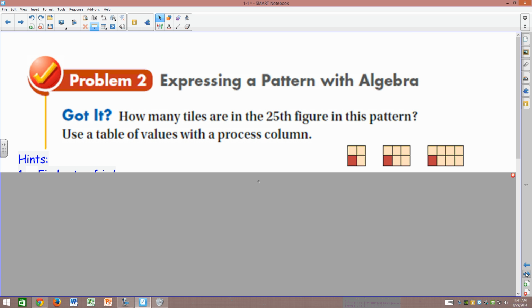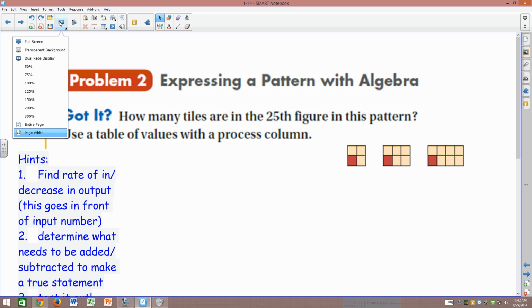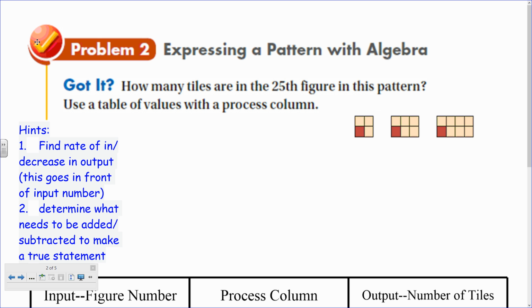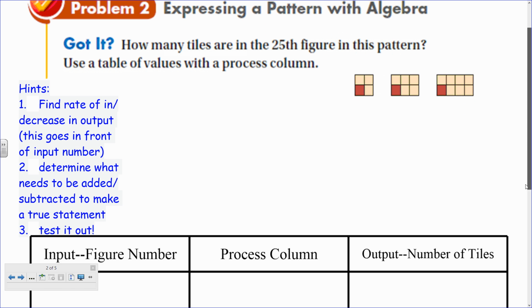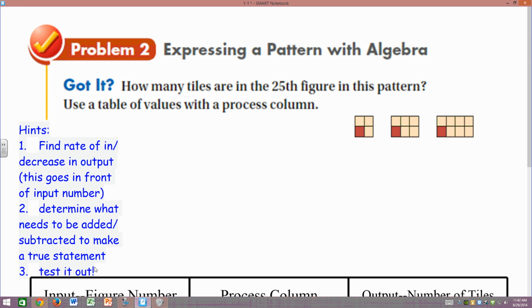Yep, easy enough. Now we want to throw a little algebra into this process. They want to know how many tiles are in the 25th figure. Oh, wow. I don't want to draw 25 of those. No, that'd be a lot of work. So instead, we're going to use a table and have this thing called a process column. What is a process column? It helps you figure out the process and how the pattern goes.